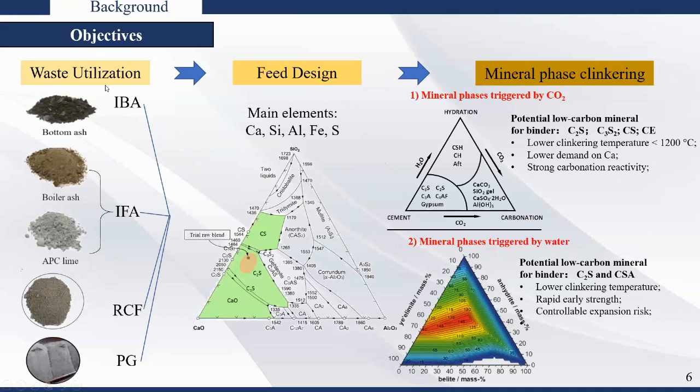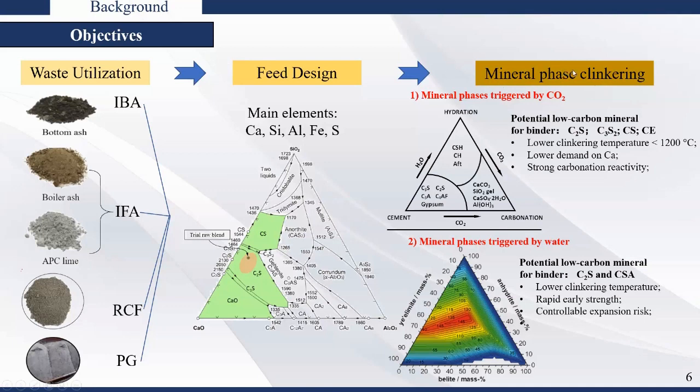We utilize different types of solid waste, most of them locally sourced, either from Hong Kong or mainland China. Then we go through a feed design, because the raw materials we choose, those solid wastes, mainly consist of calcium, silicate, aluminum, iron, or sulfur. That is exactly what we need in our cement clinkering process. During this feed design, we also get help from thermodynamic modeling to guide our design.